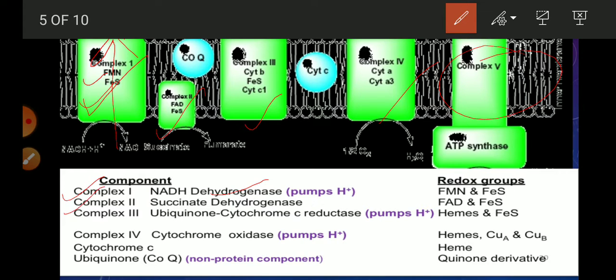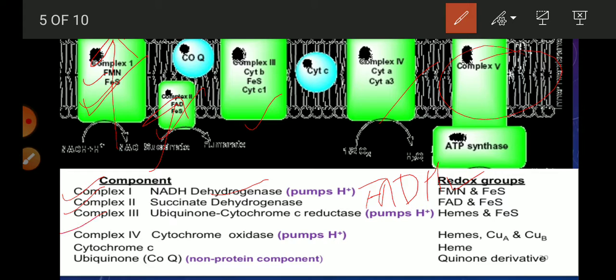Complex 2 is specifically for the FADH2 molecule, which receives electrons from FADH2. It is also called succinate dehydrogenase, because we studied previously in the Krebs cycle where succinate is formed and FADH2 is formed. So FADH2 moves directly from succinate to this complex, where FAD and FeS are the electron carriers.